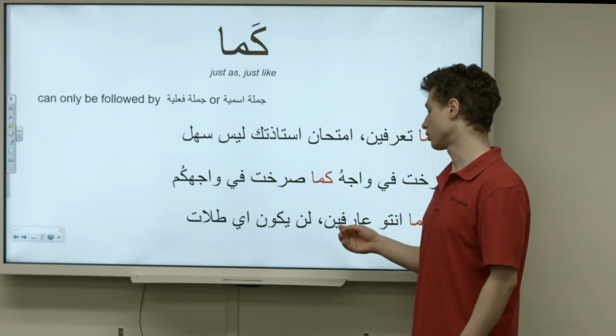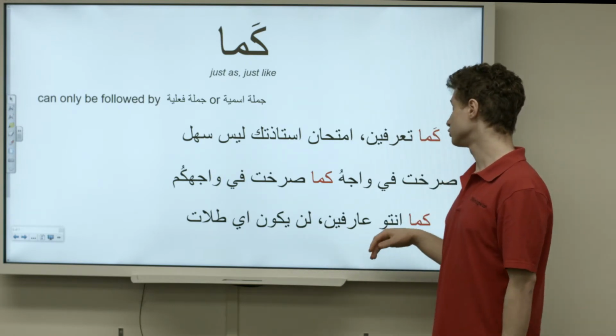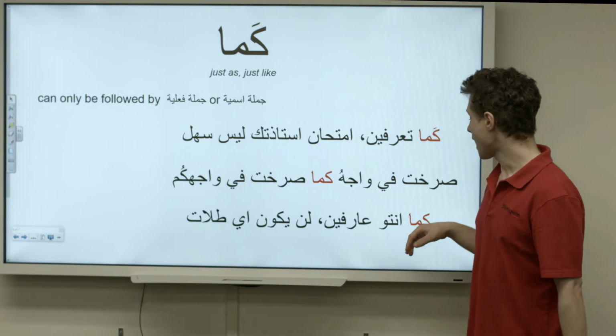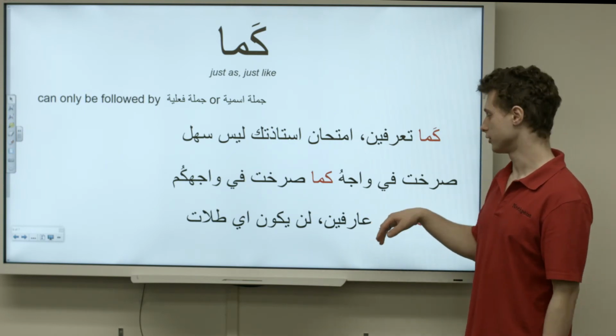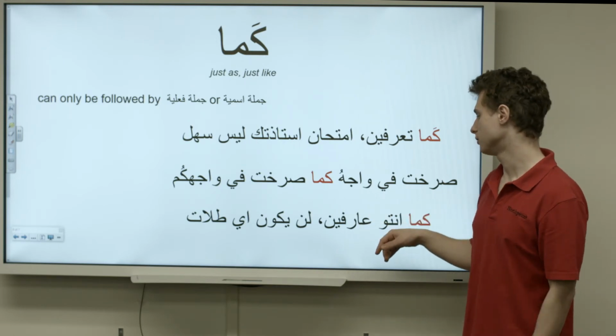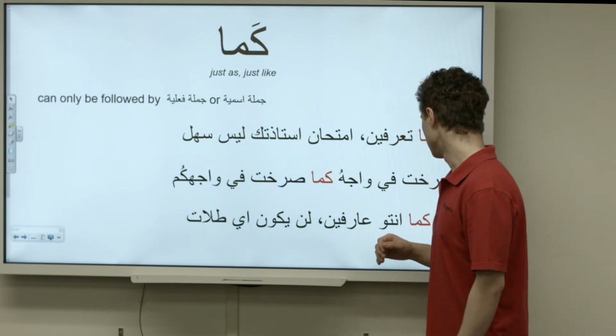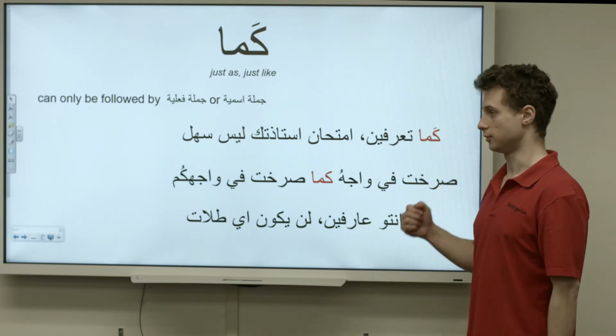Here we have an example where we're not actually using a verb, at least in the first part of the phrase. So, كما أنتم عارفين, so as you are all knowers. This isn't the verb know, this is the ism fa'il of to know, which is not technically a verb. لن يكون أي طلاب. So, as you all know, there will not be any students.